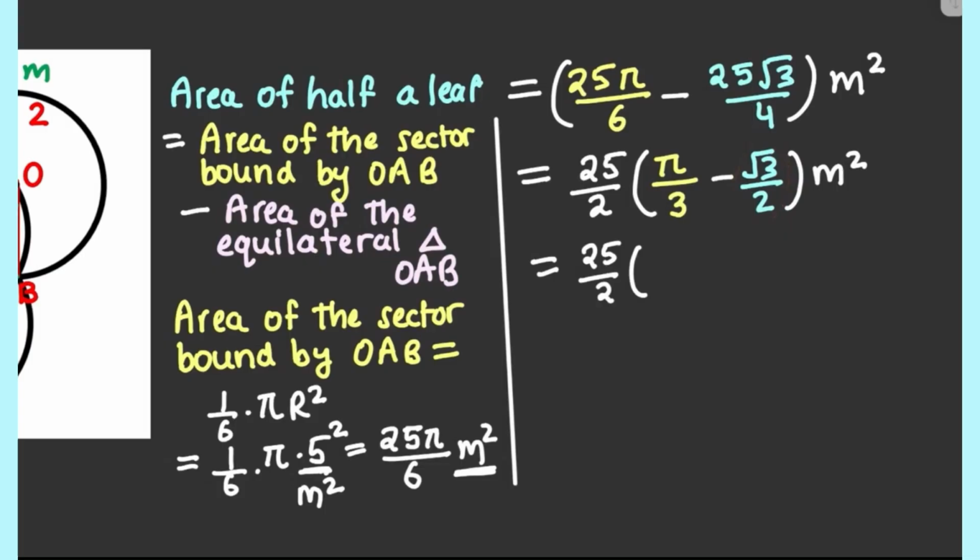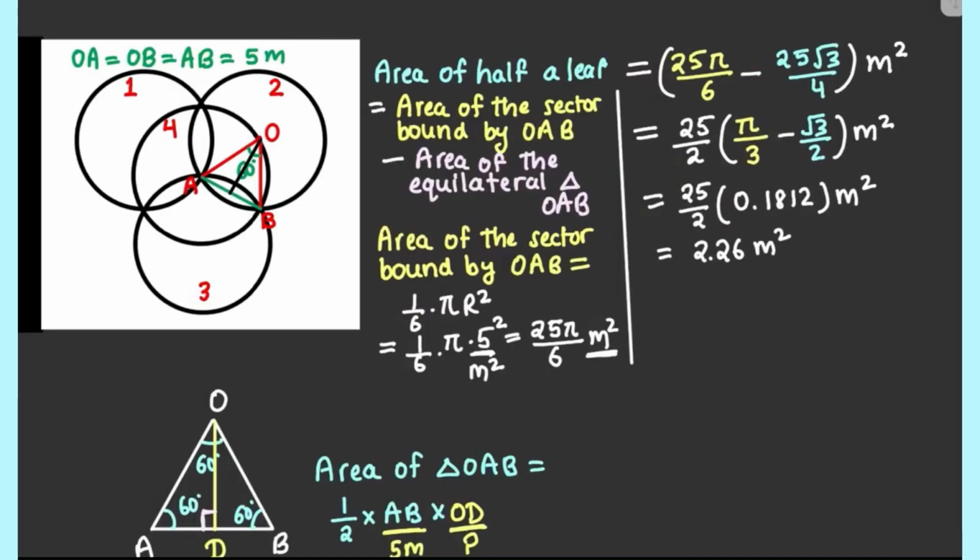Putting this in the calculator, we get 0.1812 meters square. Multiplying this by 25 and dividing by 2, 2.26 meters square. All right, now that we have area of half a leaf, which is this over here, can we figure out the area of 3 leaves from here? Sure can. How? Multiply this by 6. Let's go ahead and do that.